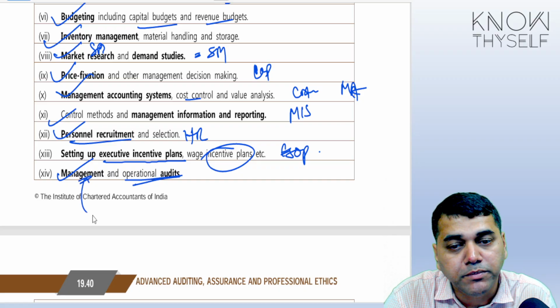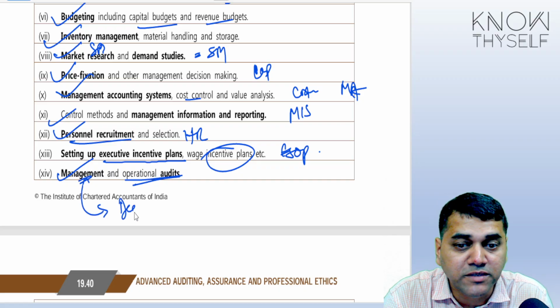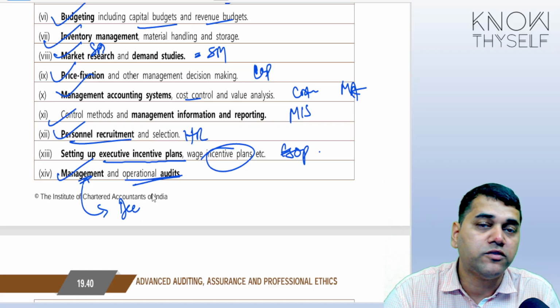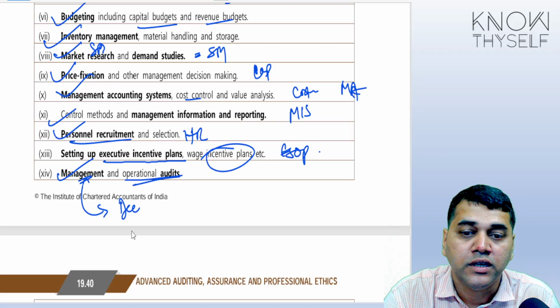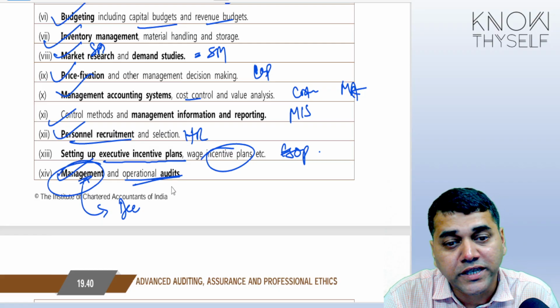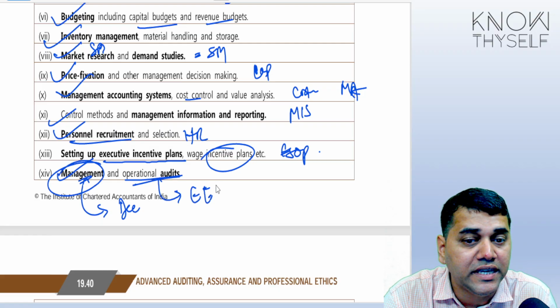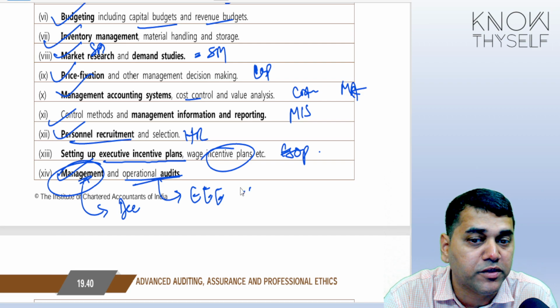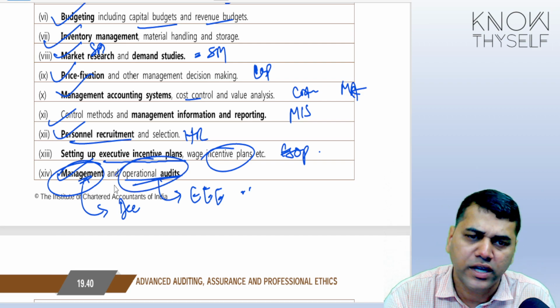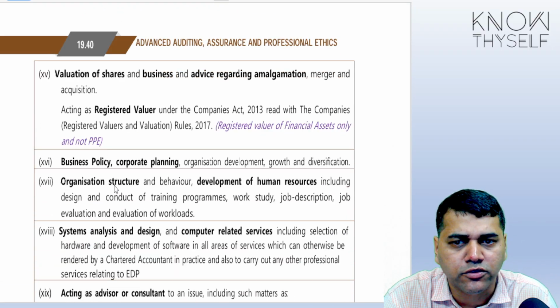Management and operational audits. Okay, management audit means you do the decision making system, like how the managements will take the decision, what information they have. This is called a management audit. Operational audit means you have seen triple E, efficiency, economy, effectiveness, performance audit. They are all operational audits. You can do that. You can take such assignment also.